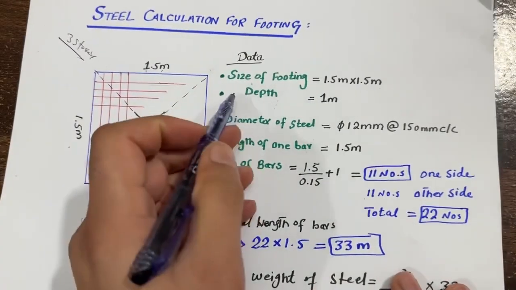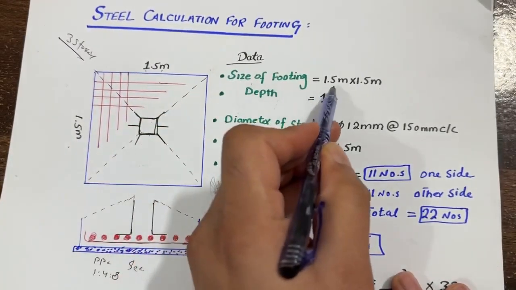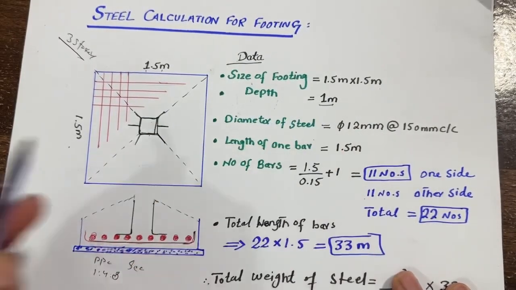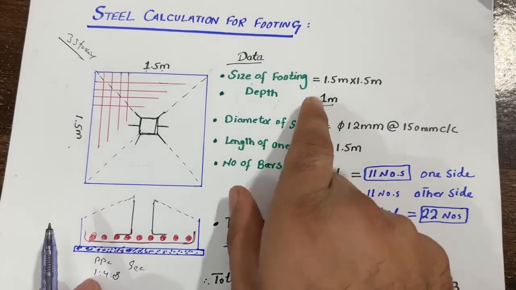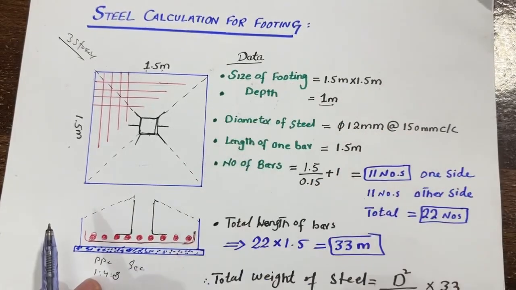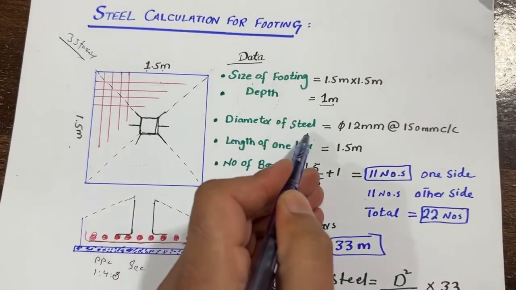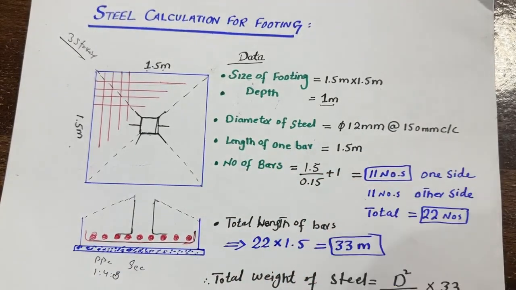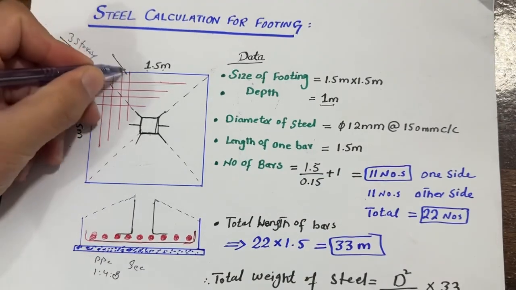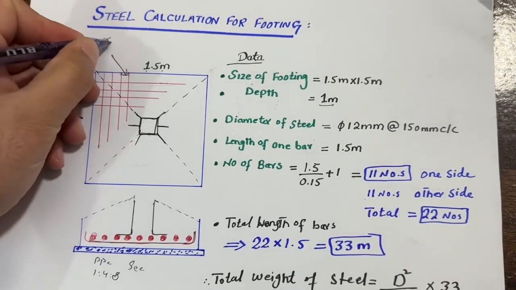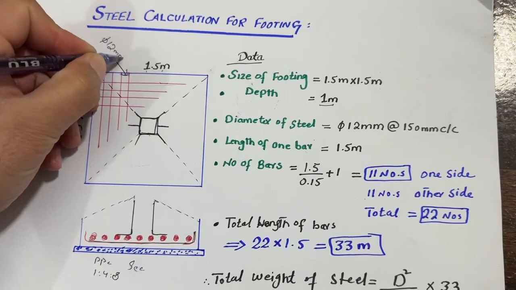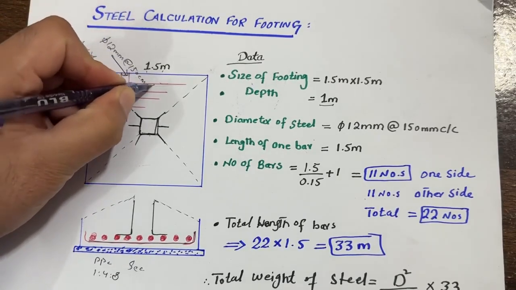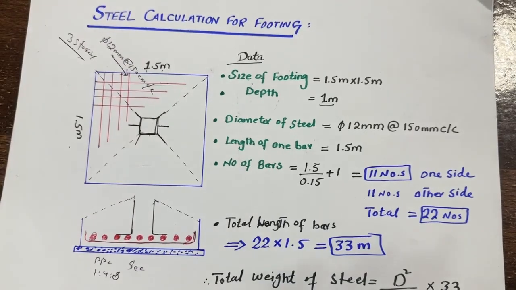So guys, you can see the given data: size of the footing is 1.5 meter by 1.5 meter. Depth of the beam is 1 meter. We don't require the depth of the beam. The main thing is the size of the footing. Next, diameter of steel, which is 12 millimeter with the spacing of 150 millimeter center to center. Right here, you can see this is specially for this 12 millimeter diameter steel rod with the spacing of 150 millimeter center to center, right?